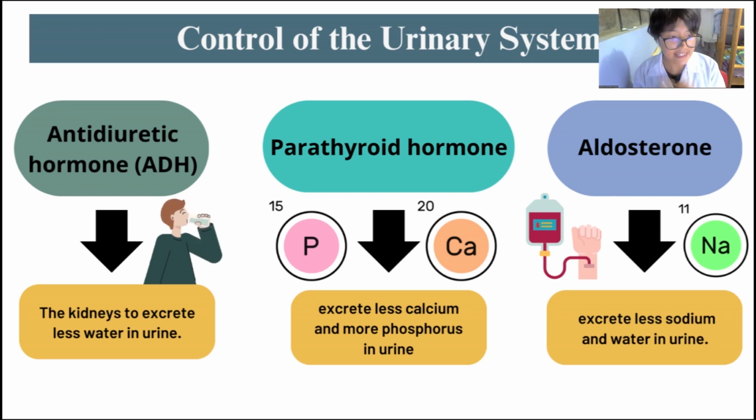And finally, aldosterone. Aldosterone is secreted by the cortex of the adrenal glands, which rest atop the kidneys. Through its effects on the kidneys, it plays a central role in regulating blood pressure. It causes the kidneys to excrete less sodium and water in the urine. Next.